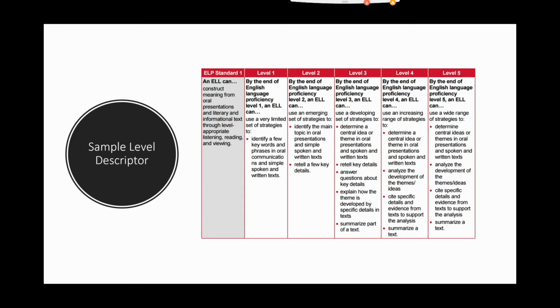But by the time they are exiting level 5, a student would be able to use a wide range of strategies to not only identify keywords, but determine central ideas and themes, analyze the development of those themes, cite evidence from the text, and be able to create a summary. And so as you're working with students from beginning, intermediate, and advanced levels, you can see how you would build in through that level.